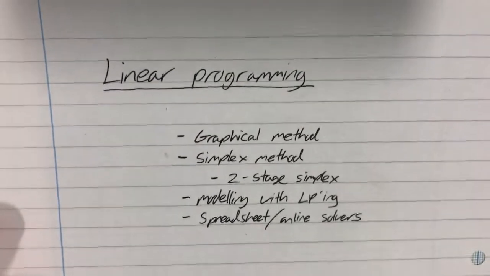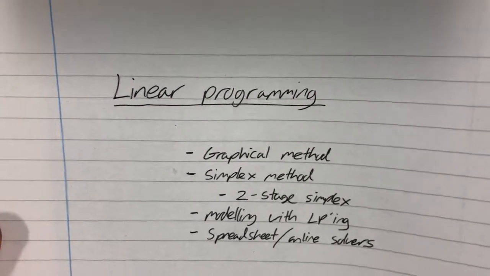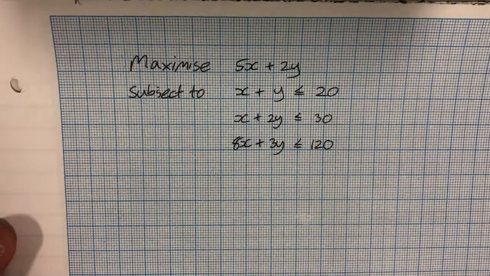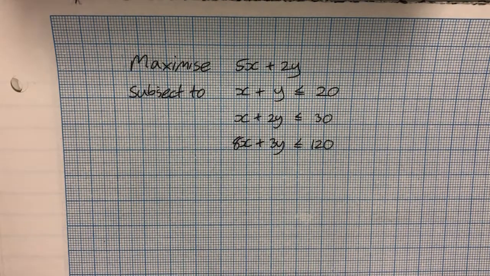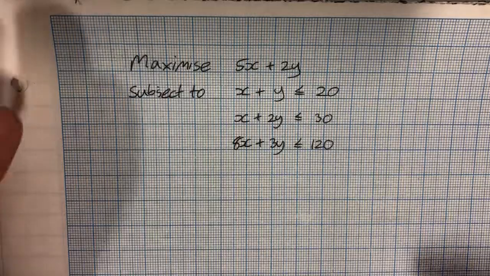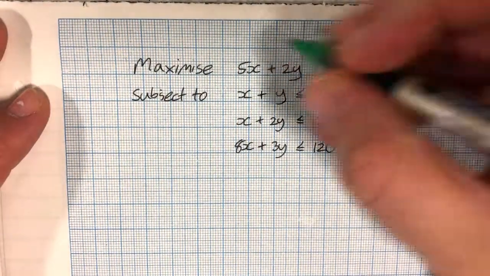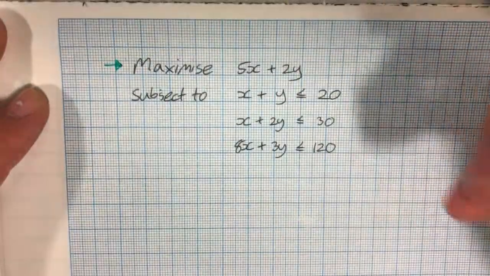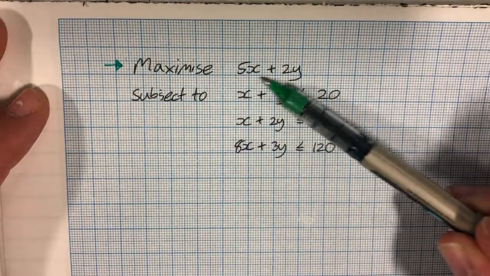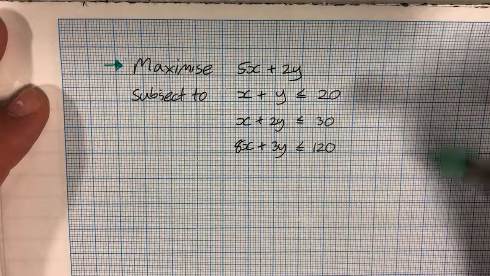This video is very much a theoretical one. There's no application to it, but there will be applications in other videos in this playlist. This is quite a standard format for a linear program. We have the objective function up here. In this case, we want to maximise this thing, 5x plus 2y.